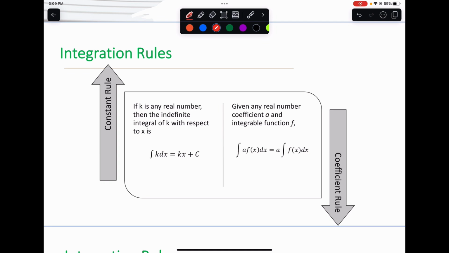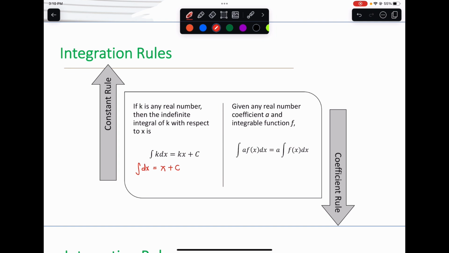So meaning, if we are given, for example, just simply dx, the integral of dx, our coefficient of x here is not written, which is equivalent to 1. So therefore, the integral of dx is just simply x plus c.